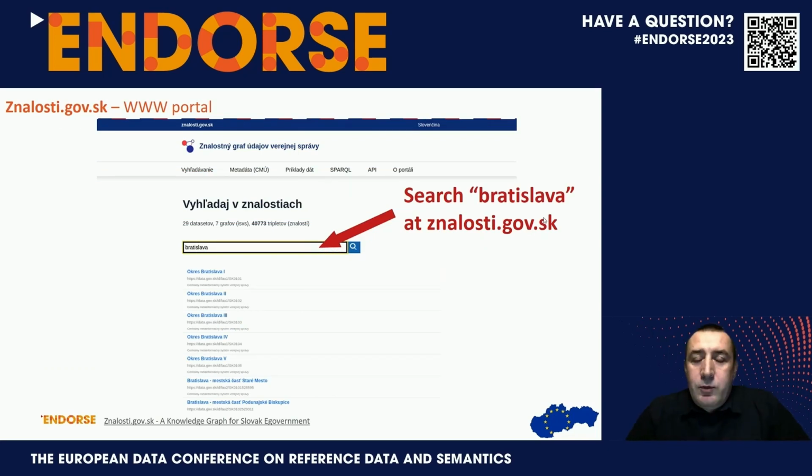So to be more illustrative, here are a few screenshots, and it's very similar to DBpedia, but this time we are talking about government data. I am now on the portal Znalosti.gov.sk, and I'm going to search for Bratislava. As you can see, the system returned several results because Bratislava occurs in several different entities, such as names of districts or city municipalities.